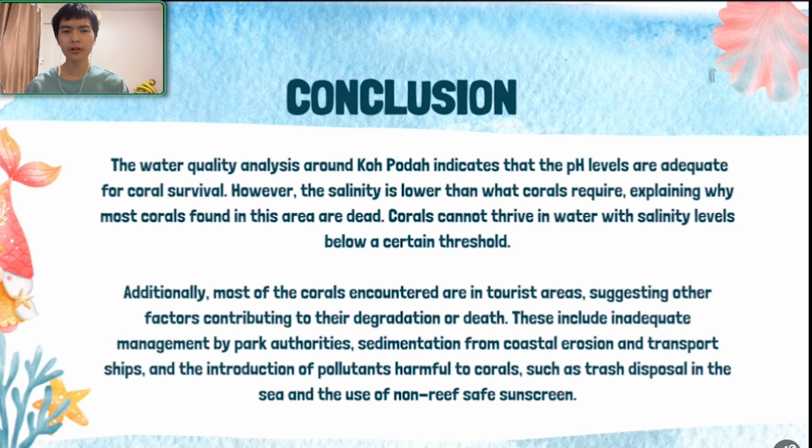And the final part is the conclusion. The conclusion is that the water quality analysis at Ao Bada indicates that the pH level is inadequate for coral survival. Moreover, the salinity is lower than what coral require, explaining why most coral found in this area are dead. Corals cannot thrive in water with salinity below a certain threshold.